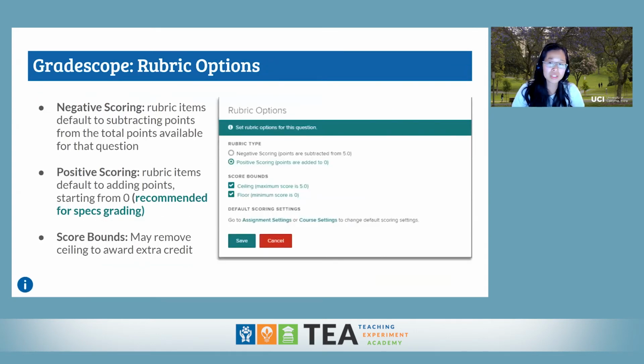Thankfully, Gradescope has the option for you to switch your grading system to a positive scoring system. So you have the choice to see what works best for you. And also in these options, you can remove score bounds. So if you wanted to remove the ceiling, you could do that if you want to award, let's say, extra credit and you want students to be able to score more than the maximum amount on that assignment.